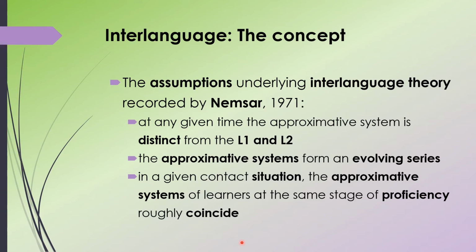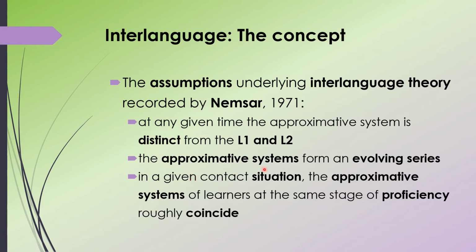So the concept, so what do we understand? It is the assumptions underlying interlanguage theory recorded by Nemser in 1971. And what he said is that first, at any given time, the approximative system is distinct from L1 and L2. That's what we said in the earlier slide, that interlanguage is another language which is a mixture of L1 and L2. So it is not L1, it is not L2, rather it is a different system which we refer to as approximative system. So it is distinct, it is different from L1 and L2.